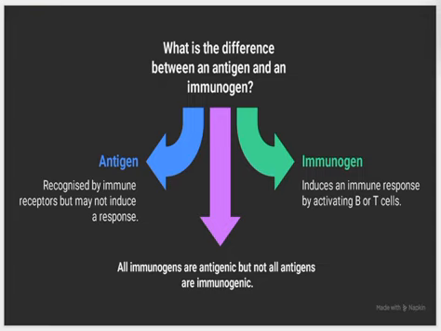Here's an important distinction. Not all antigens trigger an immune response. Some antigens are recognized by immune receptors but don't activate the system. These are simply called antigens. On the other hand, immunogens are a special class that actively induce an immune response by turning on B or T cells. So, while every immunogen is an antigen, not every antigen is an immunogen. This difference helps us understand why some molecules provoke immunity and others just get noticed without action.